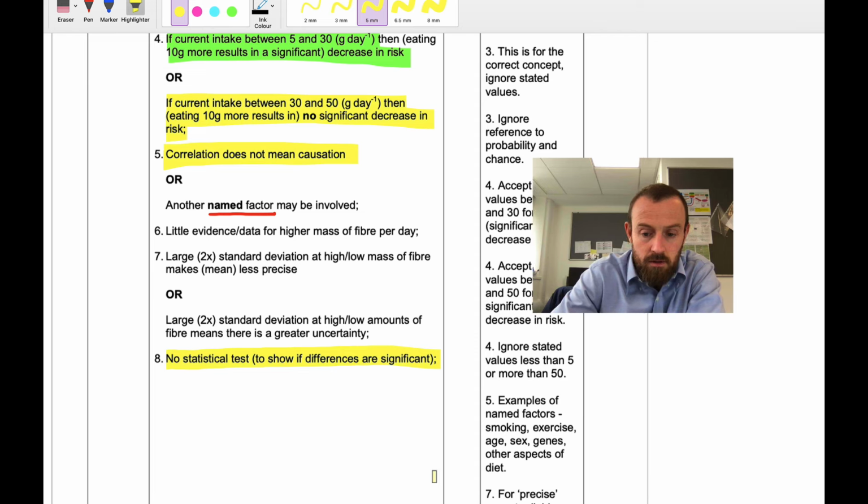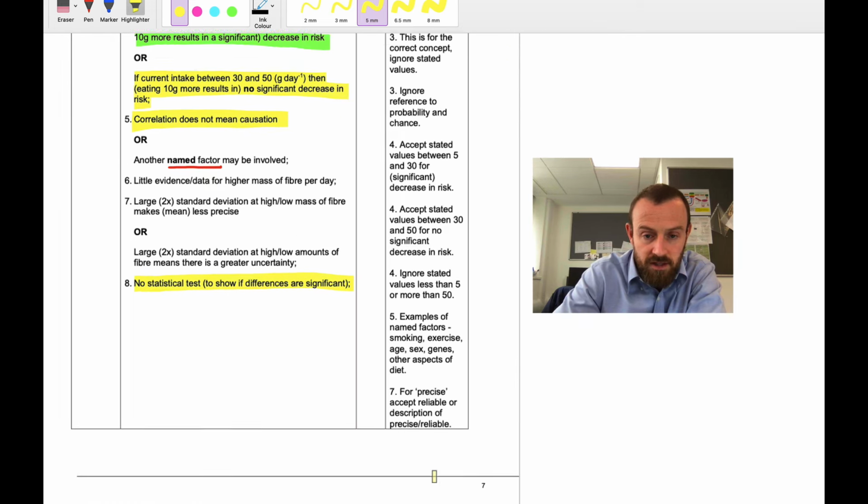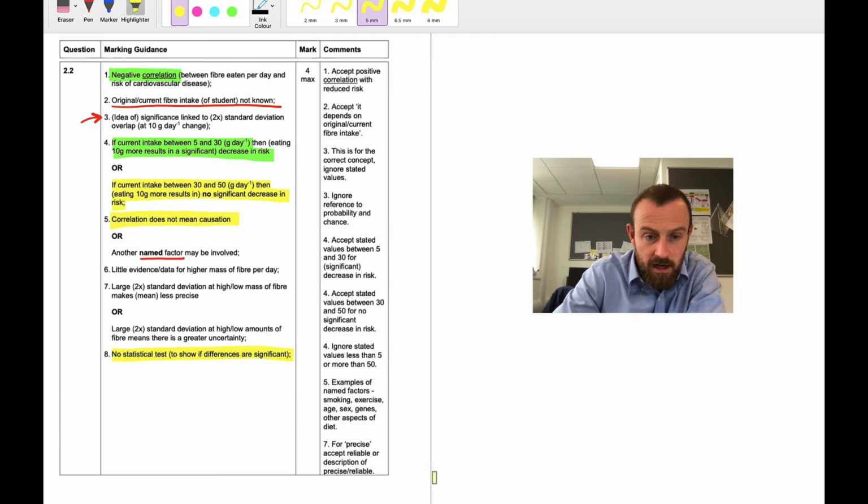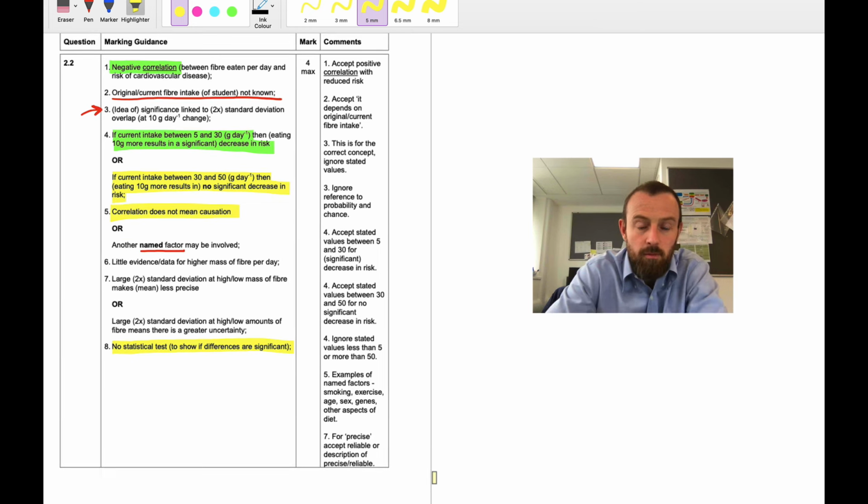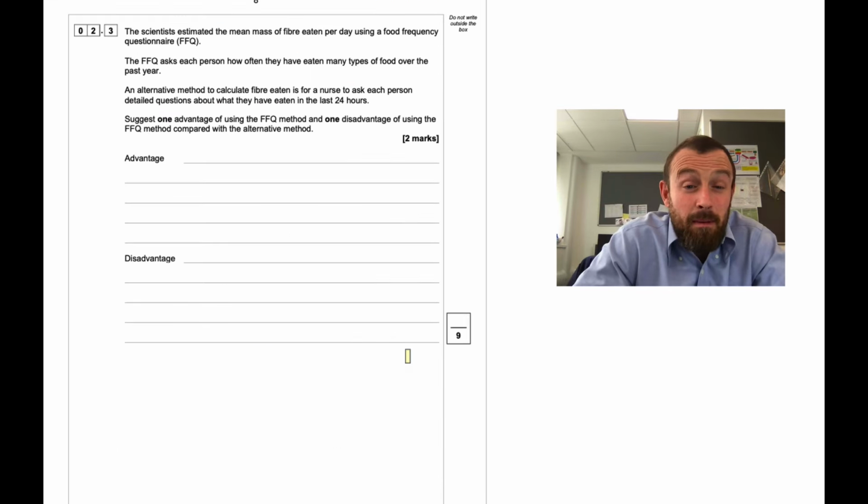Okay, so gosh, there's lots of different things you could have said there. I'll zoom out slightly, and if you want to have another look at those, pause and reflect on what other things you could have said. Okay, let's move on. The scientists estimated the mean mass of fiber eaten per day using a food frequency questionnaire.